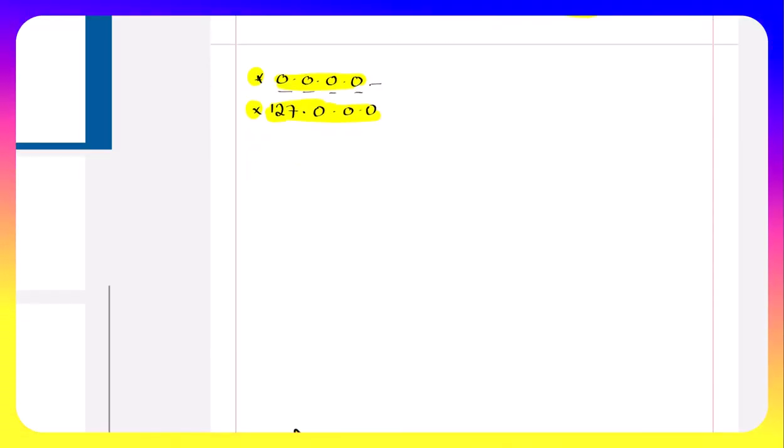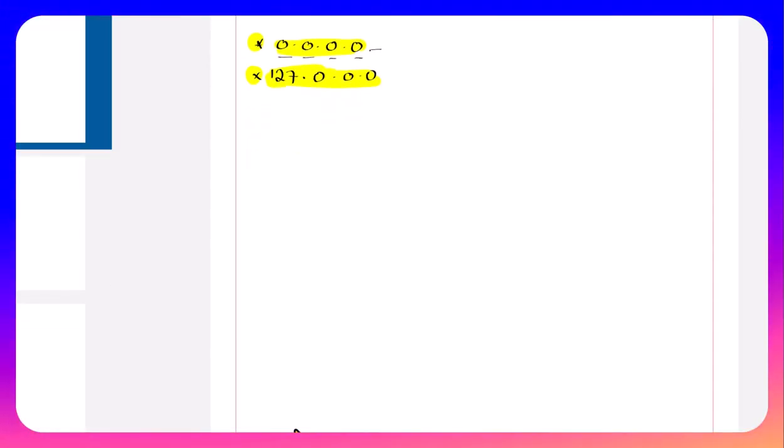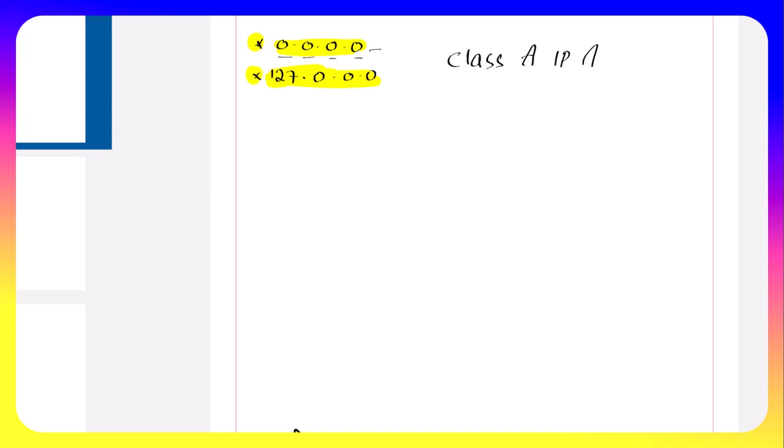Hey, hello everyone. Today we are going to talk about the 0.0.0.0 and 127.0.0.0 addresses. If you remember, in our previous lecture we discussed the class A IP address ranges.